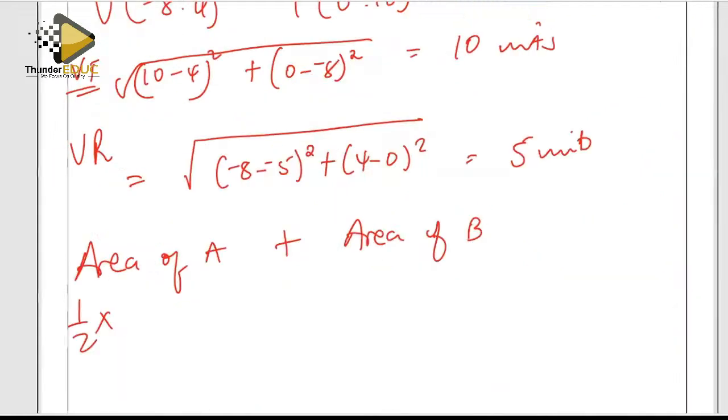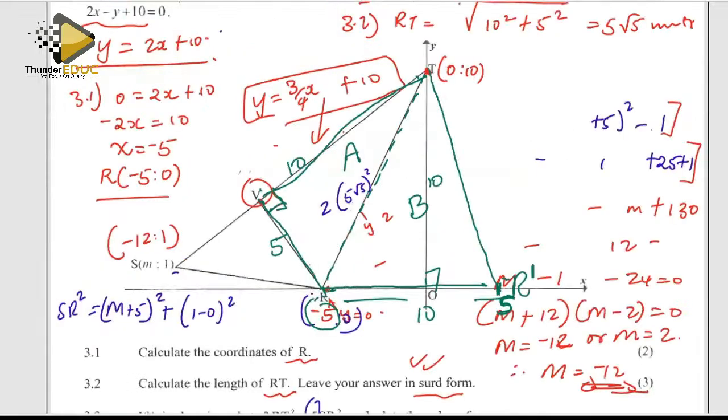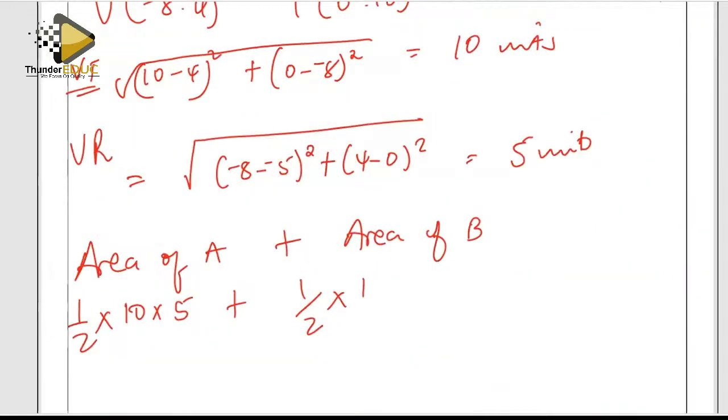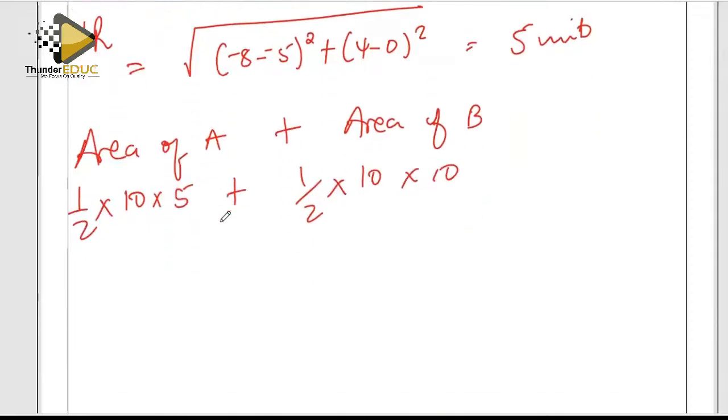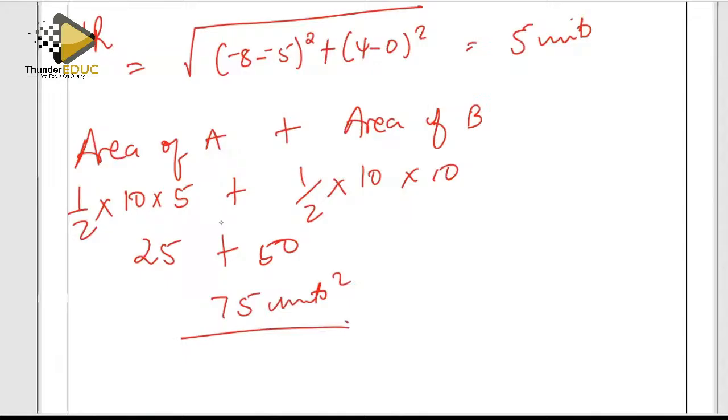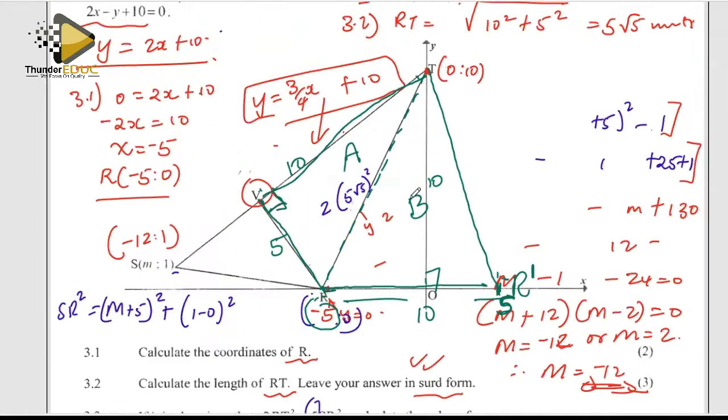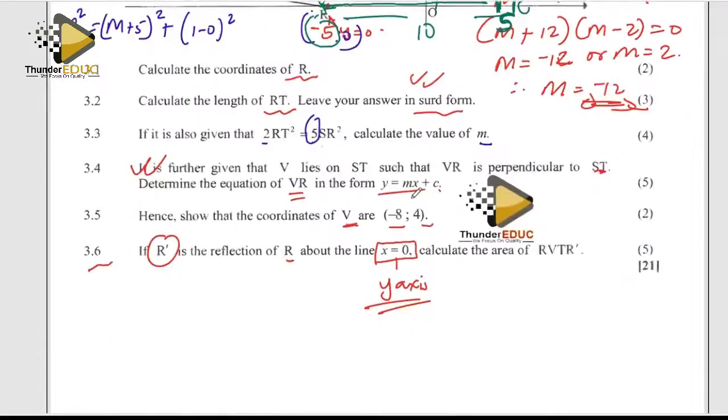So it's a half times 10 times 5, then plus a half. We said the base of B is this total distance, which is 10. The height is also 10. So when we simplify the first part, that's going to be 25. And then this is going to be 100 divided by 2, which is 50, meaning that our answer is 75 units squared. So that is how we would have obtained those 5 marks.